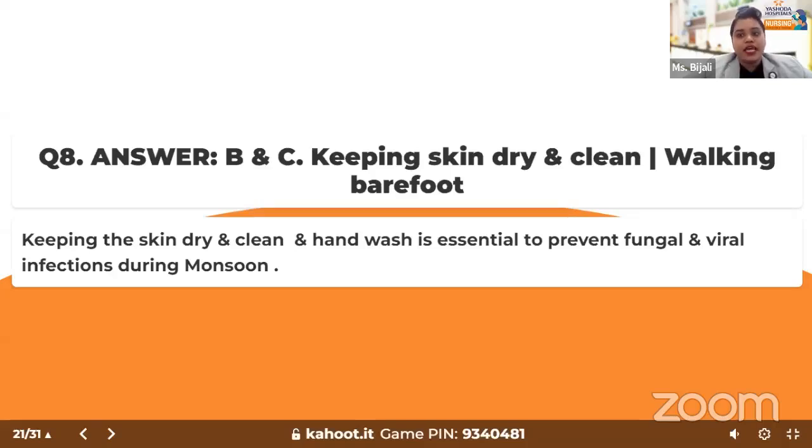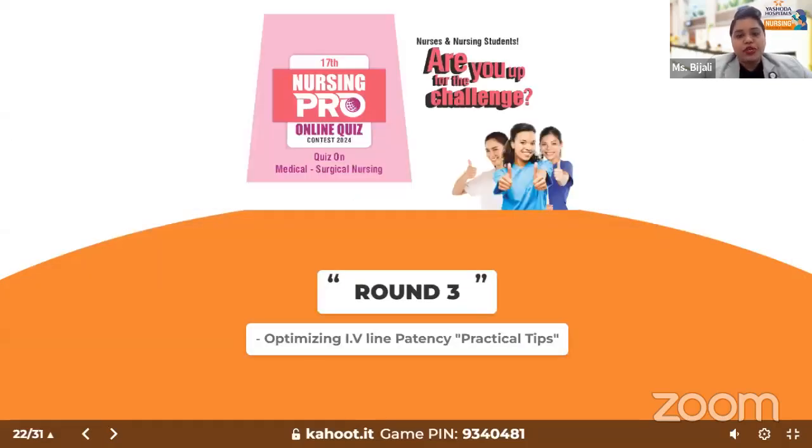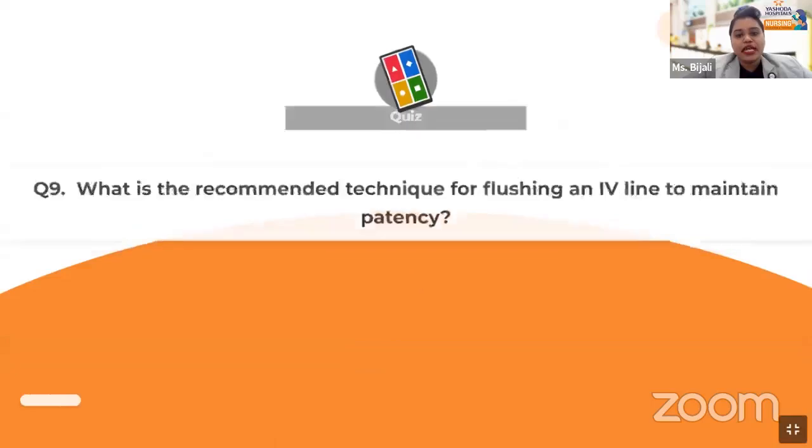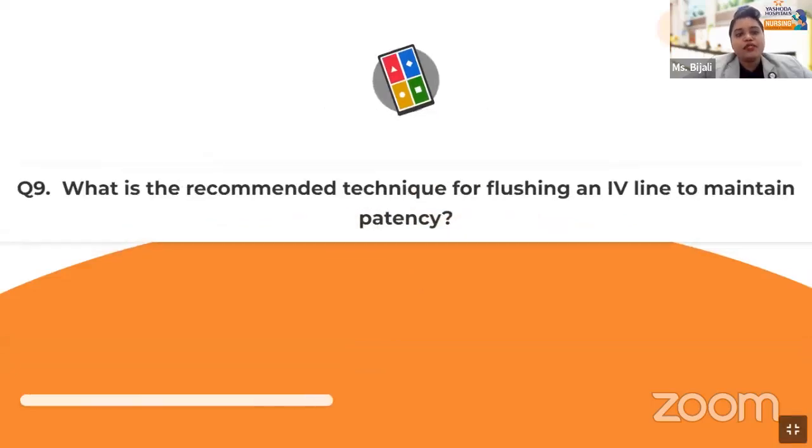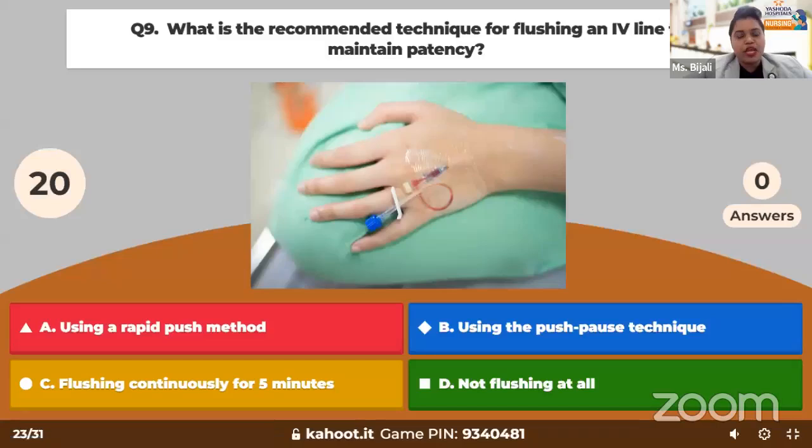So let's see again round 3. In round 3, that is optimizing IV patency: practical tips. Here again we start with a quiz. The question is, what is the recommended technique for flushing an IV line to maintain patency? We have the options: first is using a rapid push method, next using the push-pause technique, next flushing continuously for 5 minutes, and the last option is not flushing at all. Here we can see 45 have answered and 6 seconds are left.